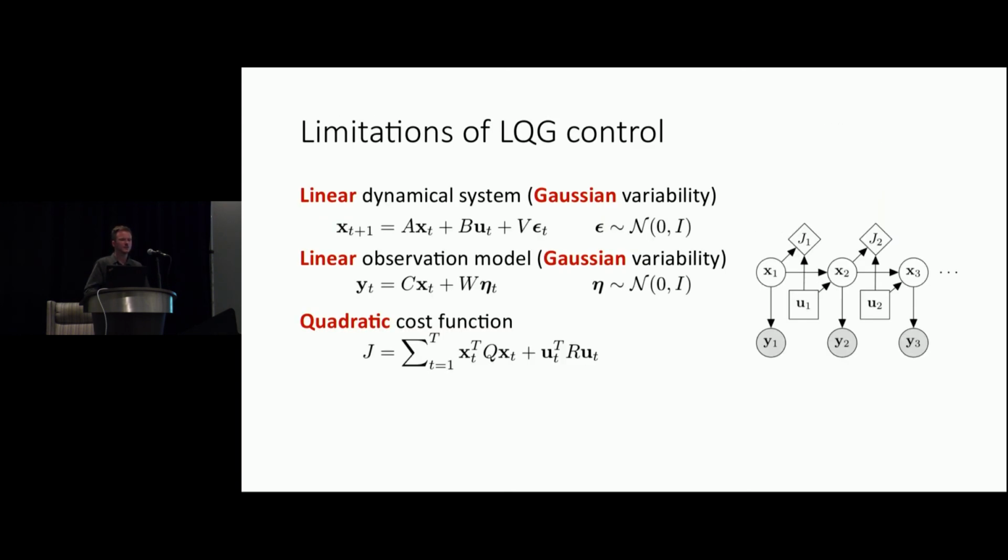So let's talk about some of the limitations of this LQG control approach. What I like about this is that it's so modest and transparent, because the limitations are right there in the name. It's linear, it's quadratic, it's Gaussian. Let's talk about this Gaussian assumption first.